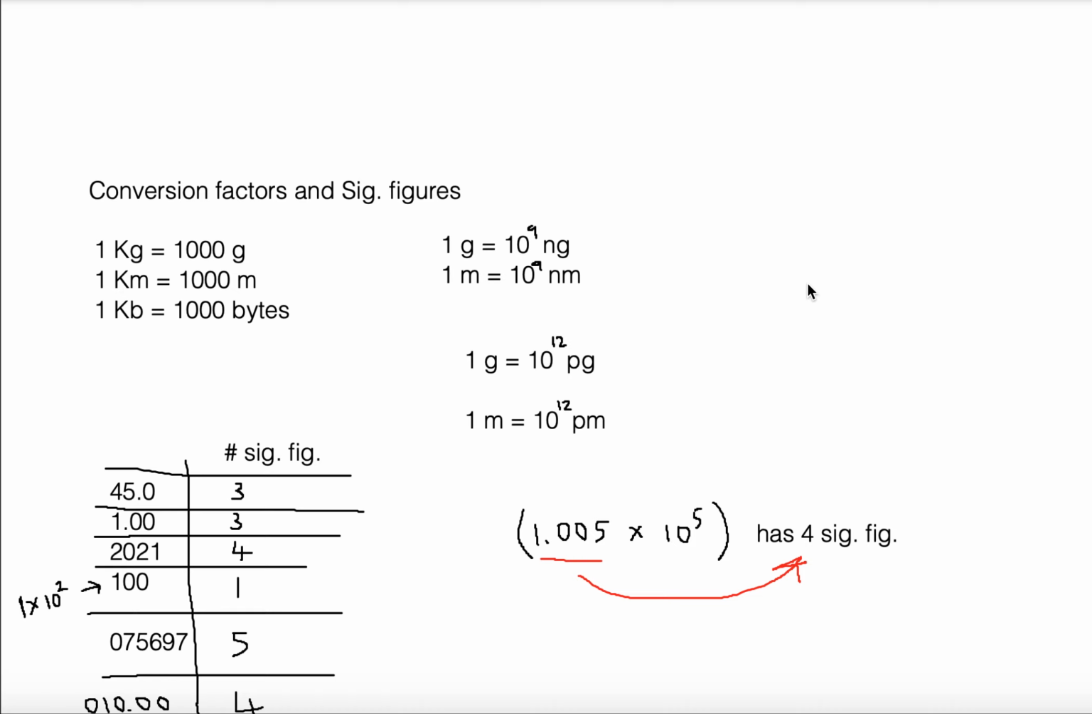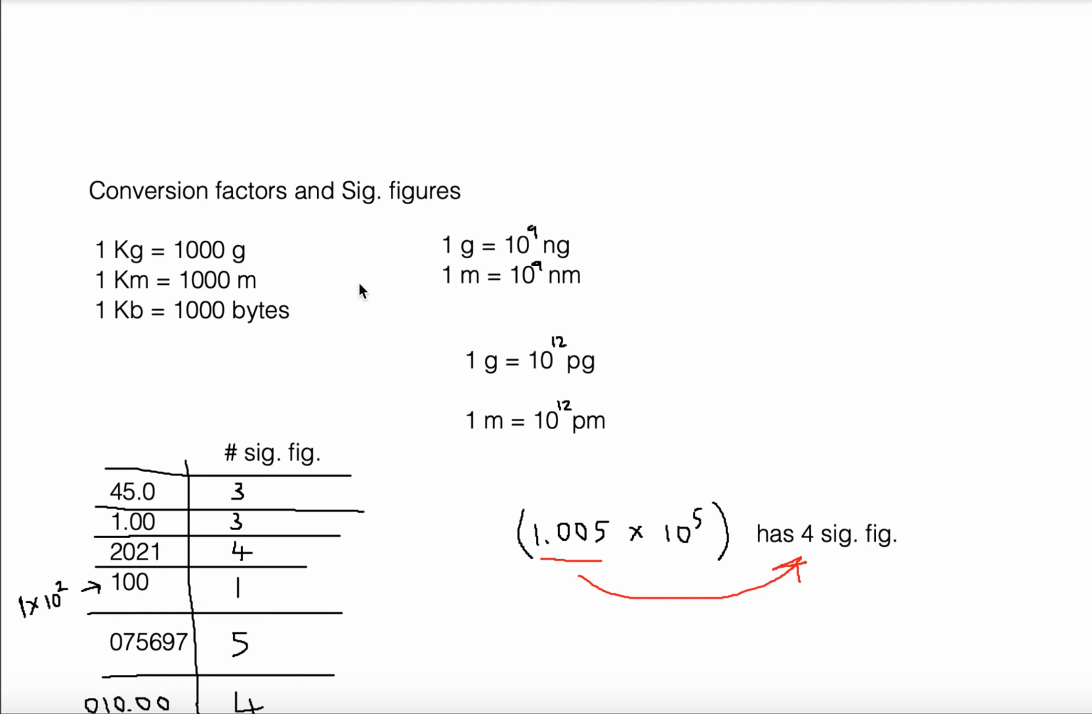As you can see here, we have a few popular conversions. For example, 1 kilogram equals 1,000 grams. Because it has 3 zeros, you can write this as 10 to the 3 power. 1 kilometer is equal to 1,000 meters, or 10 to the 3 power meters. Similarly, 1 kilobyte equals 1,000 bytes.